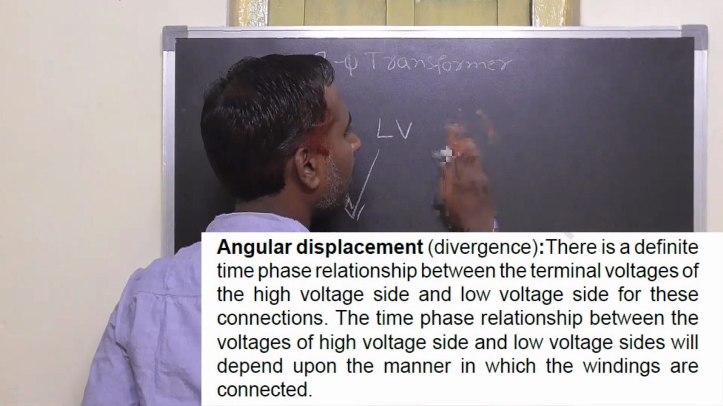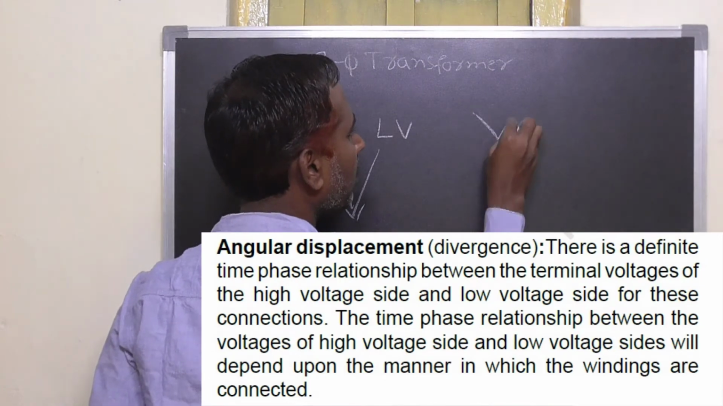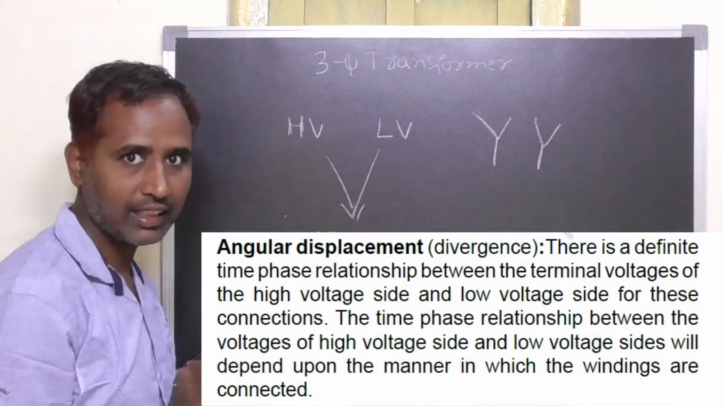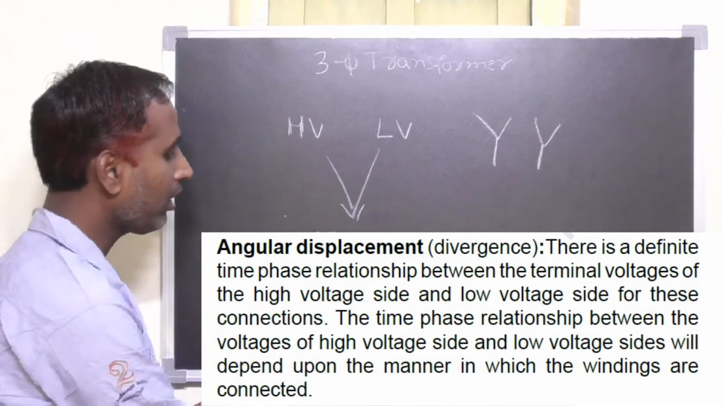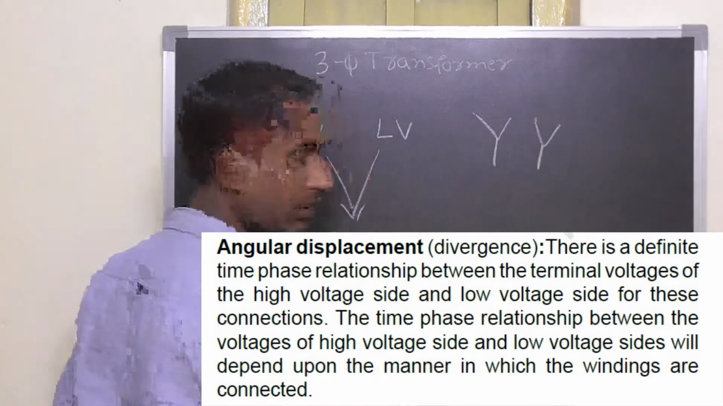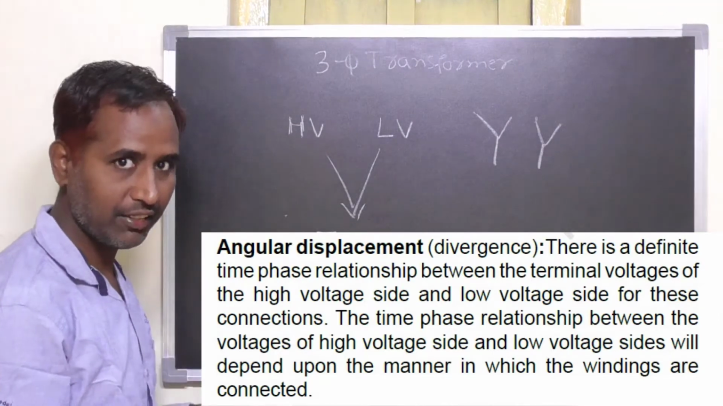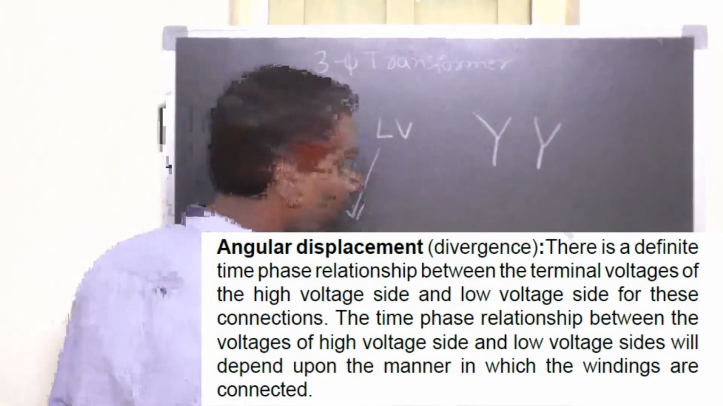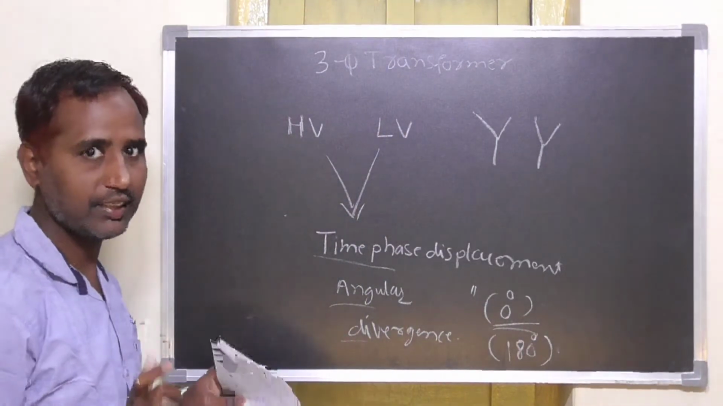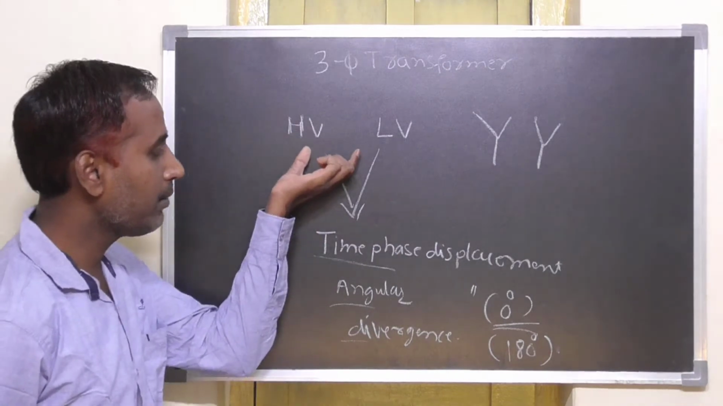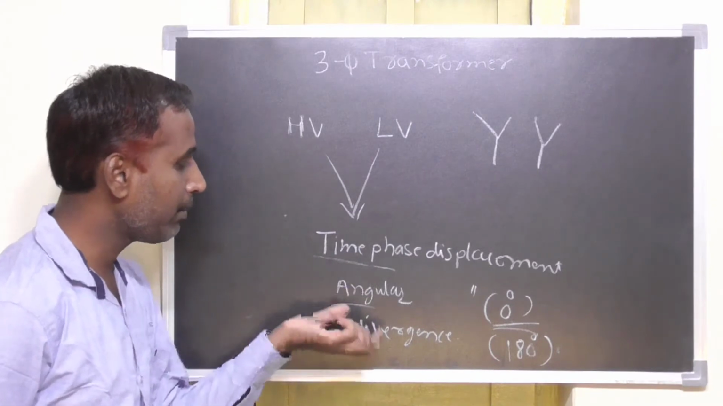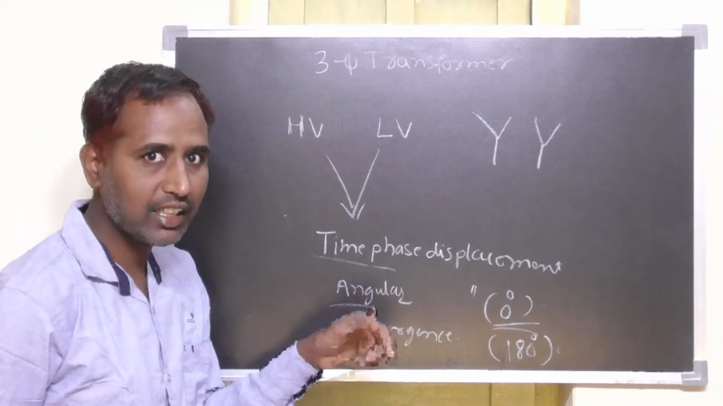Suppose we are connecting two star windings, means high voltage and low voltage windings are connected in star connection. Then the angular displacement is 0 degree. If connections are reversed, means opposite, then the angular displacement is 180 degree. So this is important. The voltage relationship depends upon the time phase displacement, and the time phase displacement depends upon the manner in which the windings are connected.